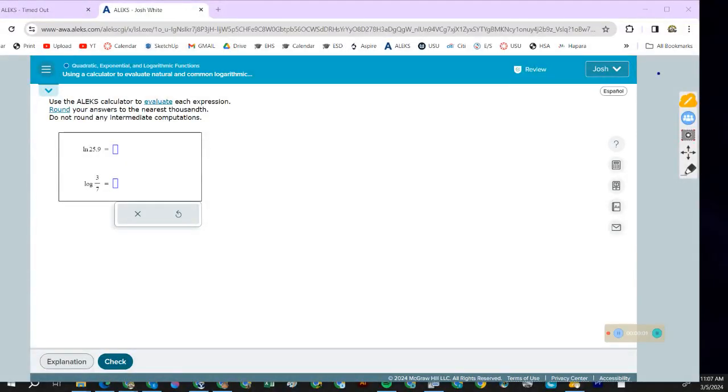It is time for 6.3. So this is logarithms. This problem is super easy. All you have to do is plug in the ln of 25.9 in your calculator, or log of 3 over 7.